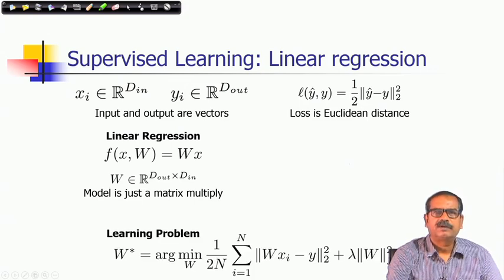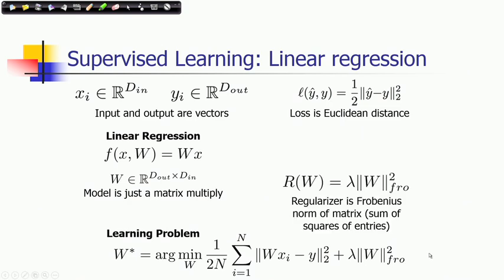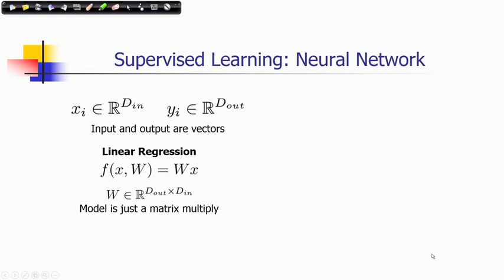So your learning problem here is a linear regression learning problem, and coupled with regularization, the corresponding objective function has been shown here. The regularizer uses the Frobenius norm of the matrix, or the sum of squares of its entries.